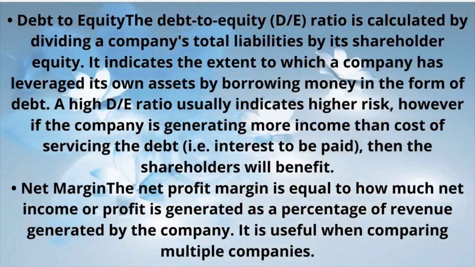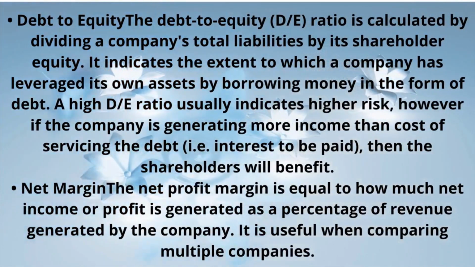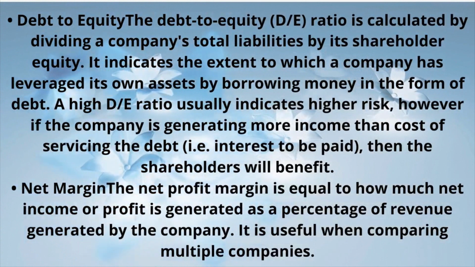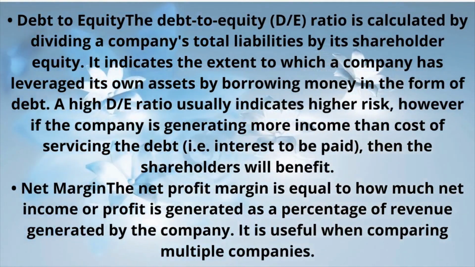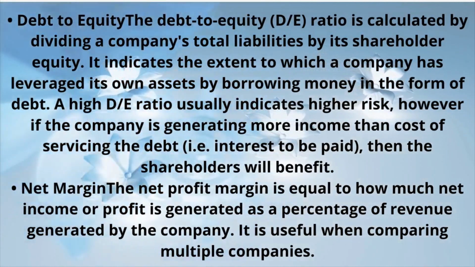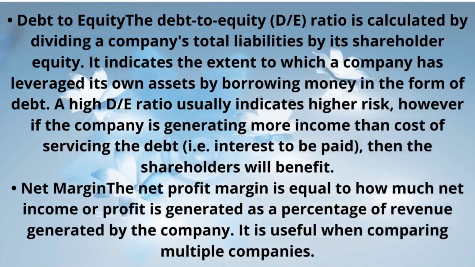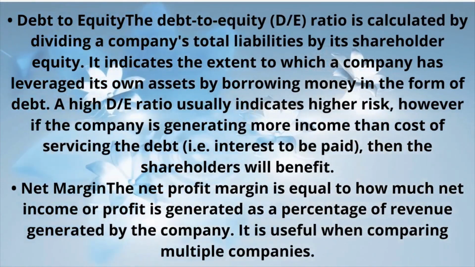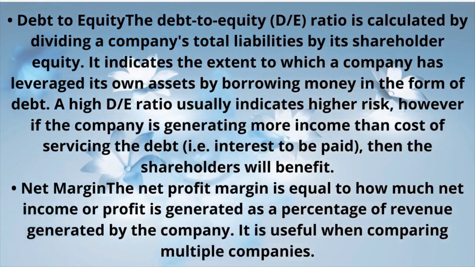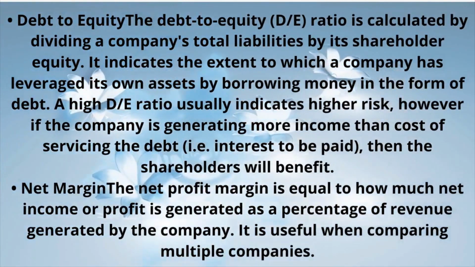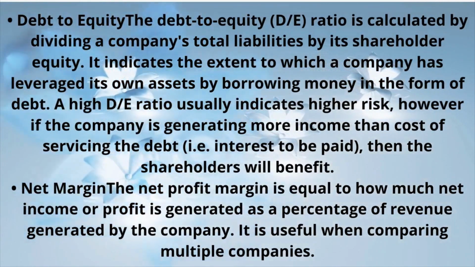Debt to equity. The debt to equity, DE, ratio is calculated by dividing a company's total liabilities by its shareholders' equity. It indicates the extent to which a company has leveraged its own assets by borrowing money in the form of debt. A high DE ratio usually indicates higher risk. However, if the company is generating more income than the cost of serving the debt, that is, the interest to be paid, then the shareholder will benefit.